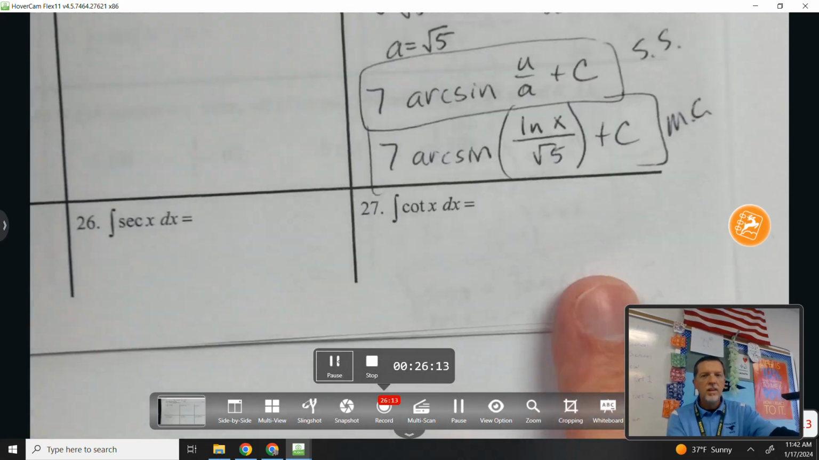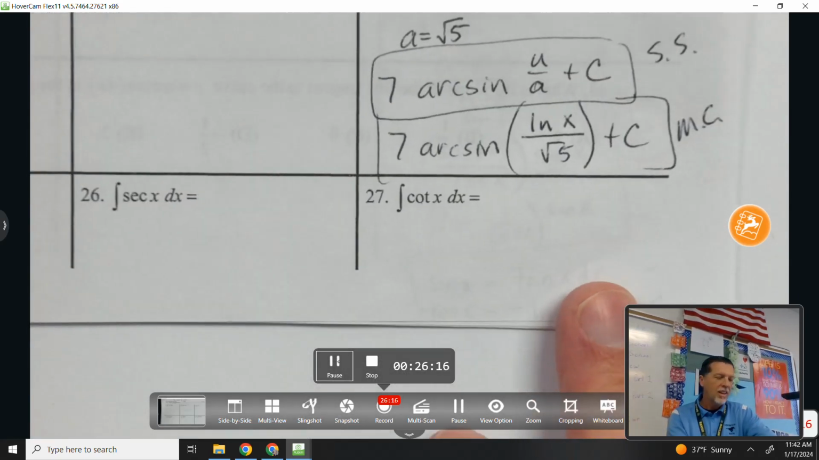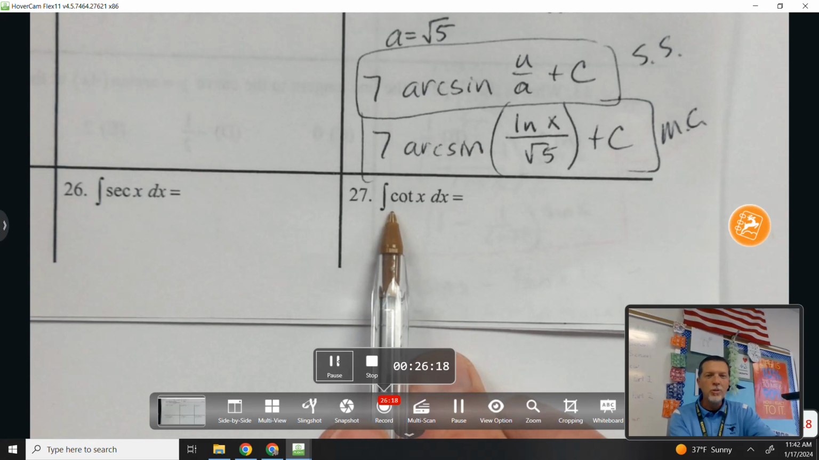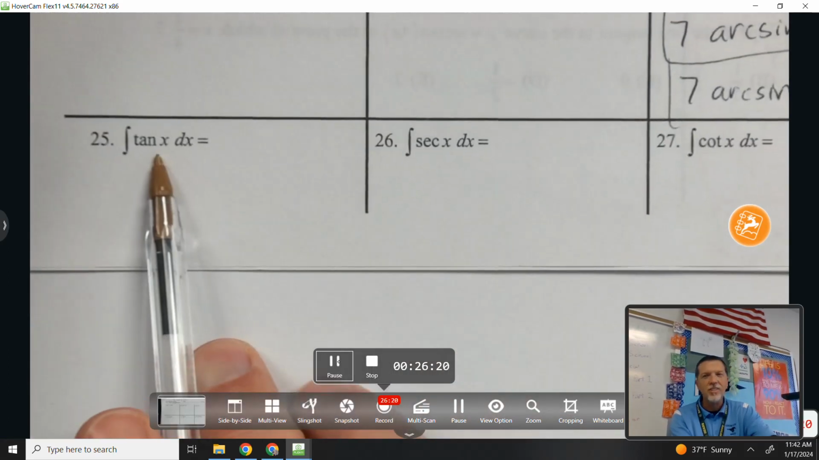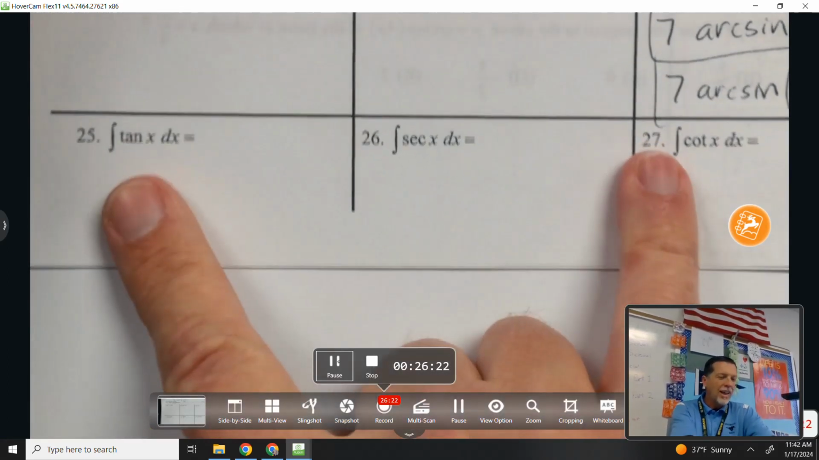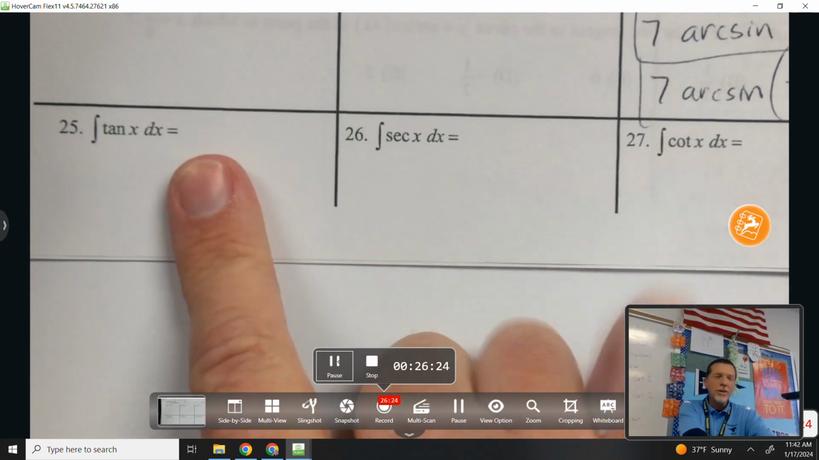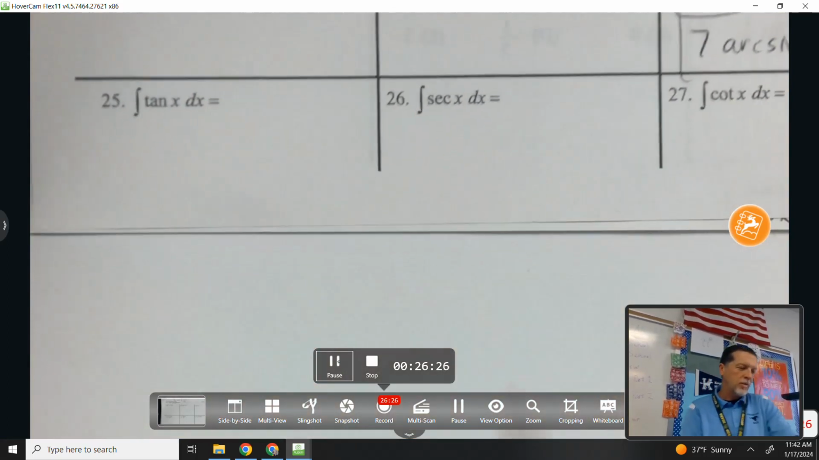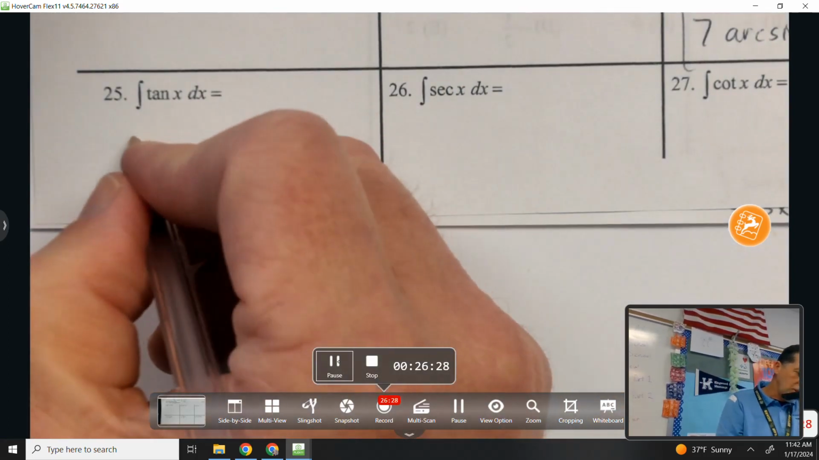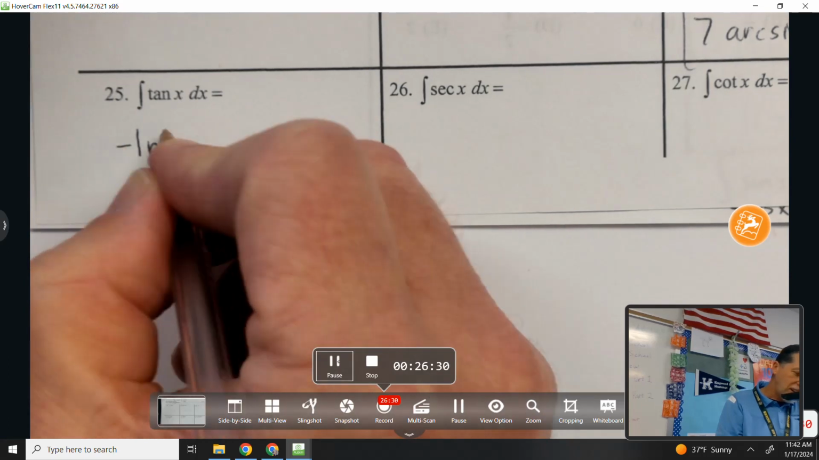27, cotangent. I really don't even want to do cotangent until I've done tangent. So let's detour it. In fact, the only way I know cotangent is if I know what tangent is and I know how to get between the two of them. So integral of tangent is negative natural log of cosine.